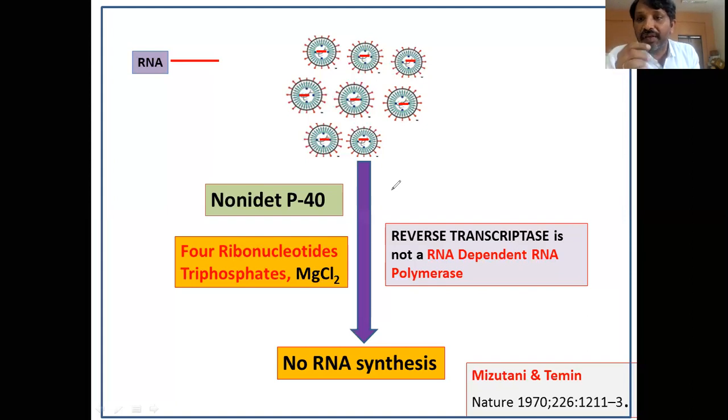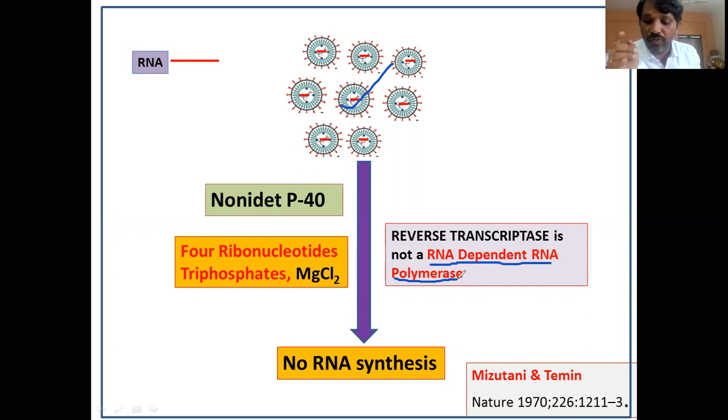So what will happen whenever RNA to RNA synthesis takes place? The radioactive ribonucleotide is incorporated, and then the virions will have the radioactivity. But what happened when they incubated in the RNA polymerase assay? They could not find radioactivity in the virions. It means that reverse transcriptase is not an RNA dependent RNA polymerase.